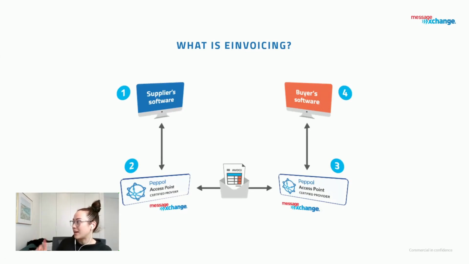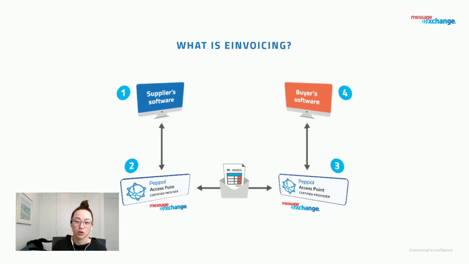So if we look at the diagram here, in corner 1 and corner 4, we've got your accounting package and that of your customer or supplier. And if we think about it like a phone network, corners 1 and 4 are a mobile phone, let's say an iPhone or an Android. Corners 2 and 3 are your service provider. So they get the text message that you might enter into your phone to your friend's phone over there. So message exchange is an access point.